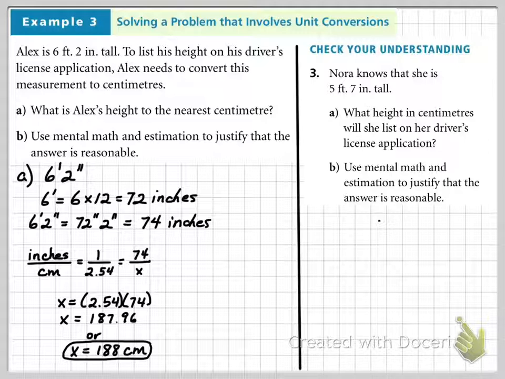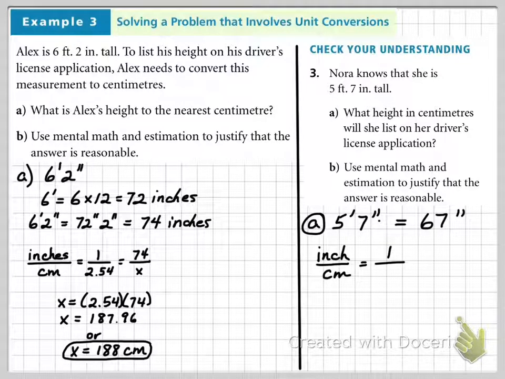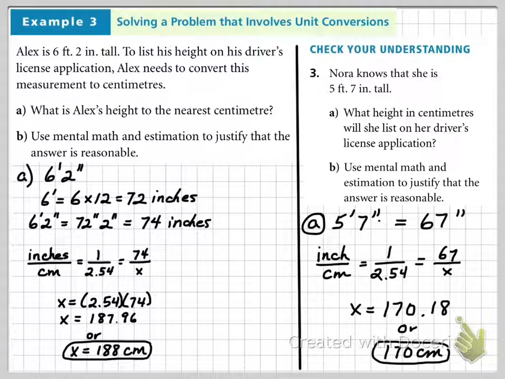Checking your understanding, number 3. Nora knows that she is 5 foot 7 inches tall. What height in centimeters will she list on her driver's license application? Same process. 5 feet 7 is actually going to be 60 inches plus 7 more, or 67 inches. Now I can compare inches to centimeters, and that's going to be 1, again, to 2.54. That's got to equal 67 inches on the top and x centimeters on the bottom. Cross multiply and you're going to get 170.18 or 170 centimeters.